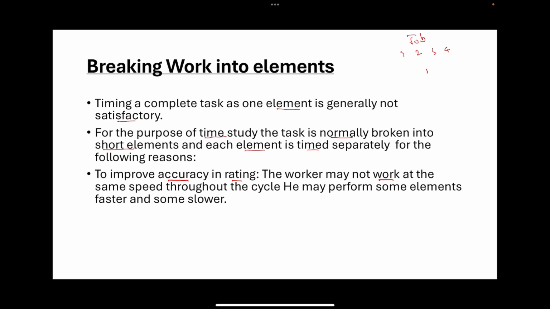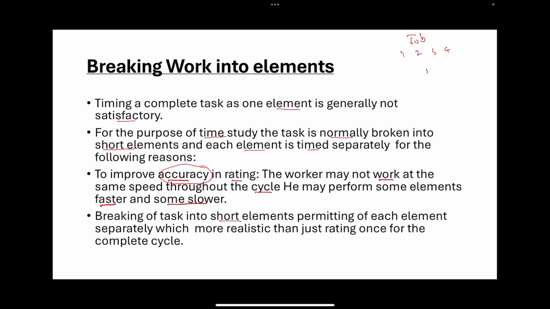The worker may not work at the same speed throughout the cycle. He may perform some elements faster and some slower. So timing the element helps to improve the accuracy of the calculation of the standard time. Breaking the task into short elements and timing each element separately offers a more realistic rating than rating once for the complete cycle, because the operator may be doing each element at a different speed. For each cycle he may be taking different times for different elements. So it is better to divide the job into various elements and calculate the time taken for each of these elements.